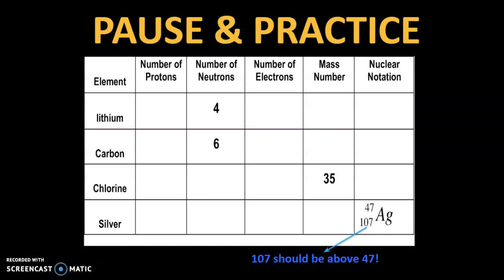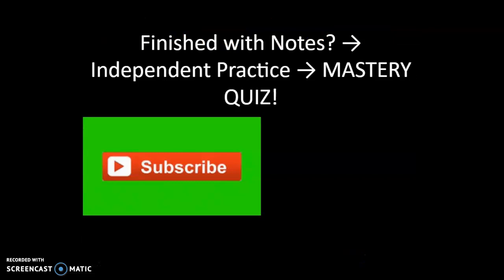Go ahead and pause and practice. Now it's your turn. Pause this video and practice calculating the number of protons, neutrons, and electrons in the following table on your notes. When you're done with your notes, go ahead and raise your hand. I'll check you off. You can move on to your independent practice. Then you're working on your mastery.